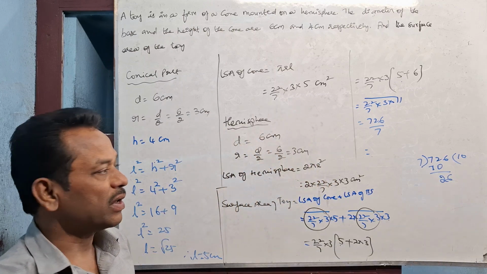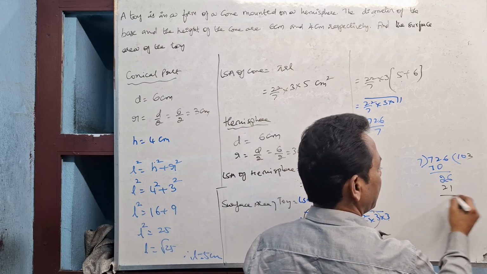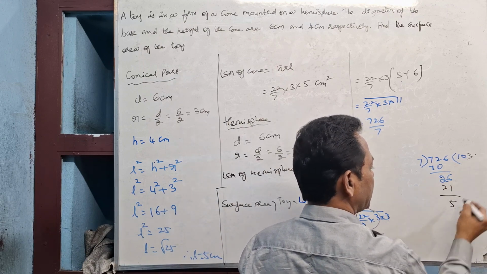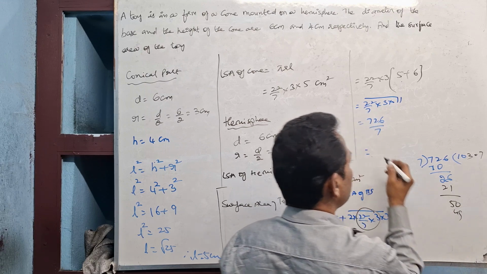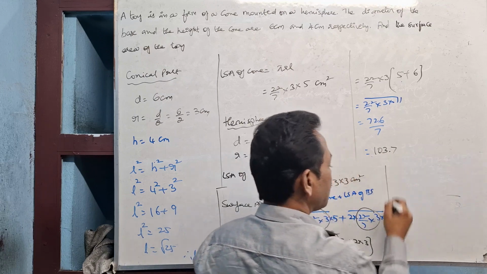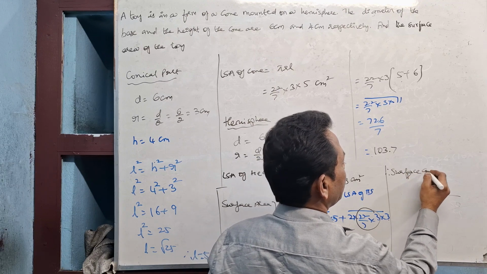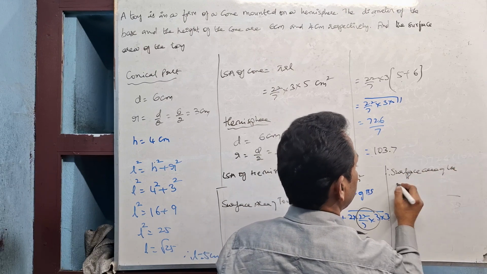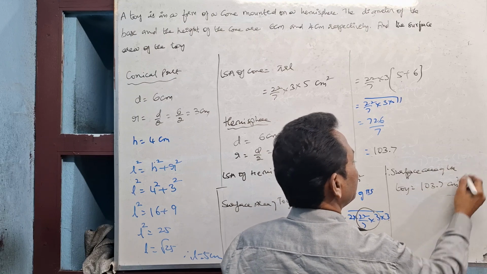Okay, comfortable, bacho? Right. So 26, 7 3s are 21. So we have 5 here. Put 0 there. Point and 0. 7 7s are 49. So the answer will be 103.7. So this is nothing but the surface area of the toy. Therefore, surface area of the toy equals 103.7 centimeter square.